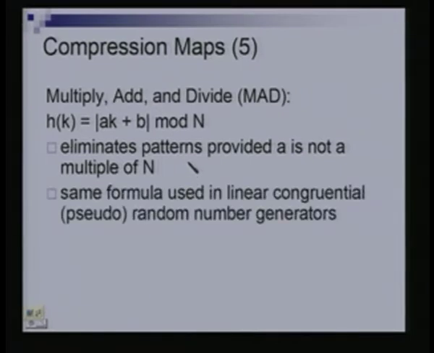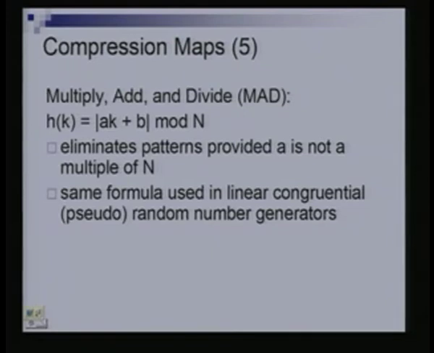And such a technique is used in your random number generators also. You might have used the function random as part of your programming, and what random does is it gives you a random number. If you specify the range, it gives you a random number in that range. So how does it come up with a random number?